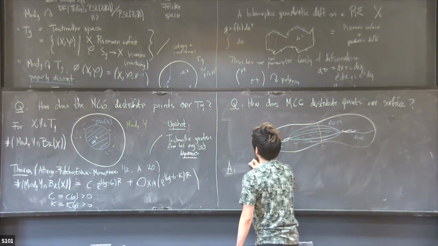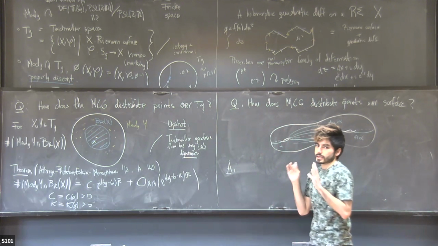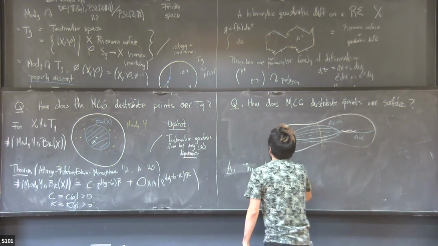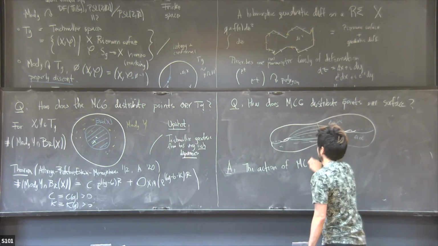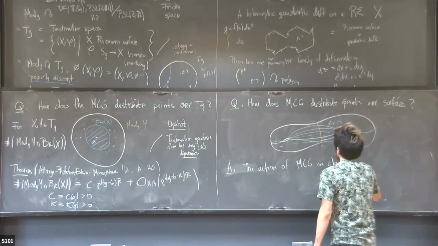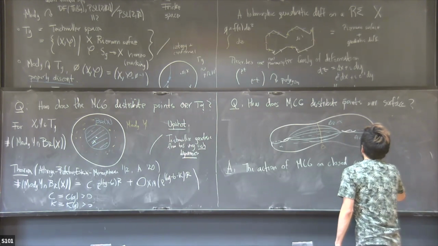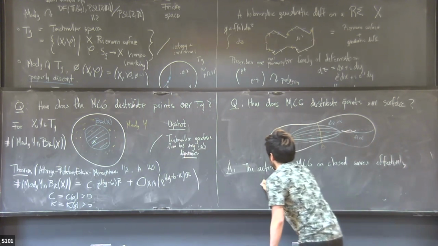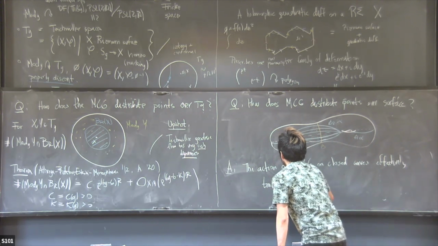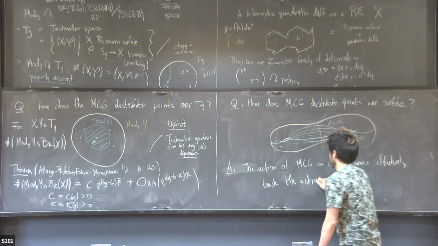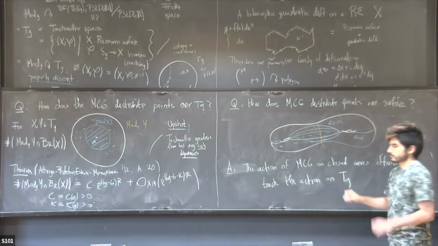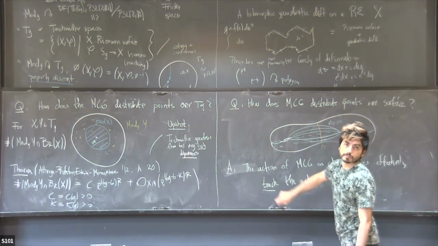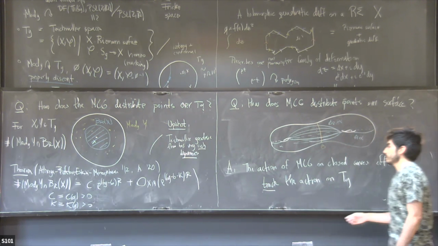The answer is that we're going to give an answer to this in a very dynamical way. We're going to say that the action of the mapping class group on closed curves effectively tracks the action on Teichmüller space. The key word here is track. And what I want to do in the minutes that I have is explain what tracking means.